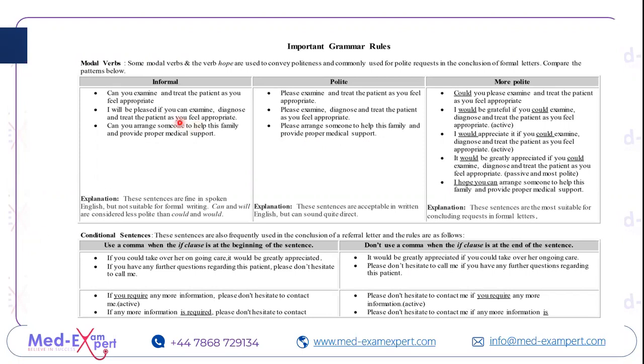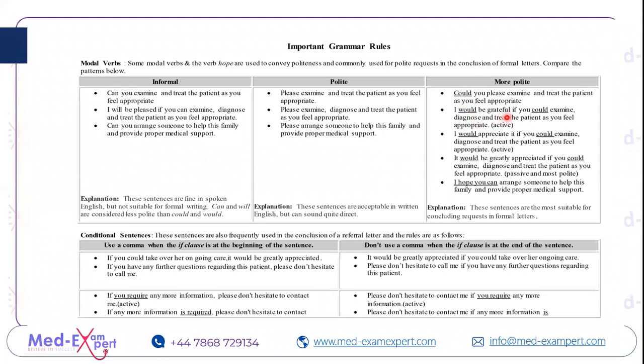Okay, next we have some of the statements which are considered informal, polite, and more polite. So you have to stick to more polite ones. This one is also fine, but more appropriate is this. So informal, for example: can you examine and treat the patient as you feel appropriate? Please examine and treat the patient as you feel appropriate, or could you please examine and treat the patient as you feel appropriate? So could you please, could is for request. It's a more formal word here.